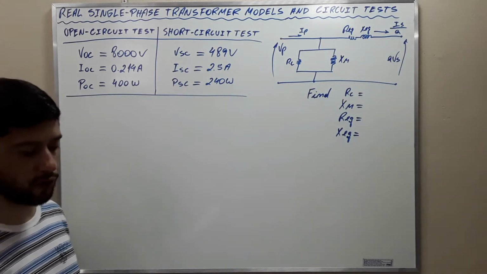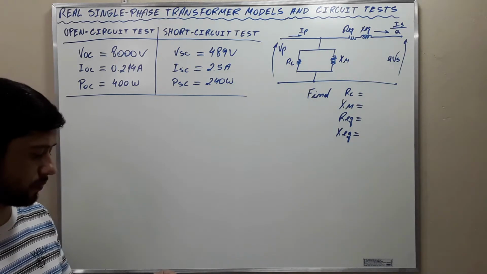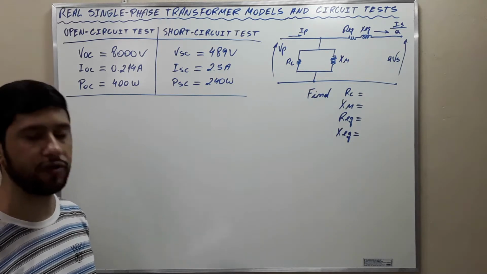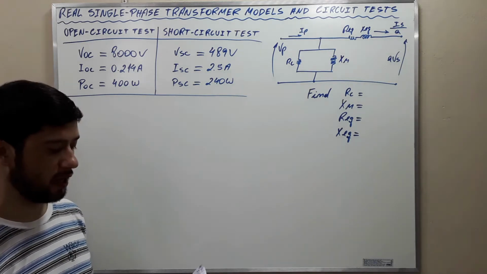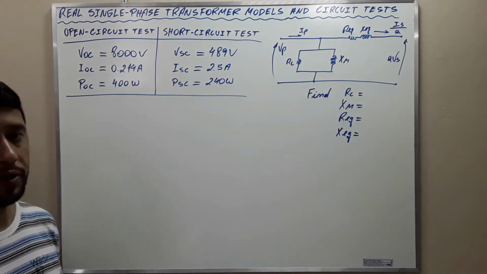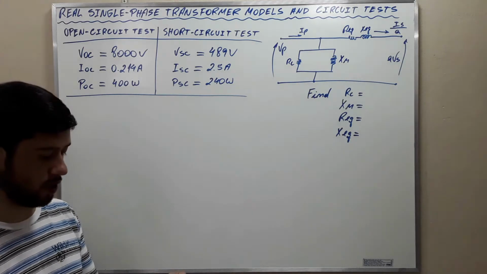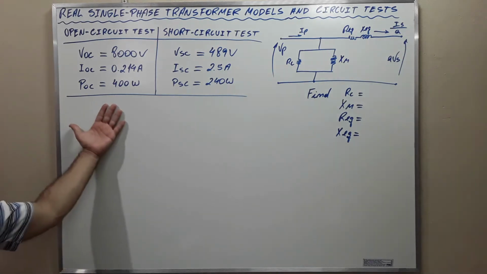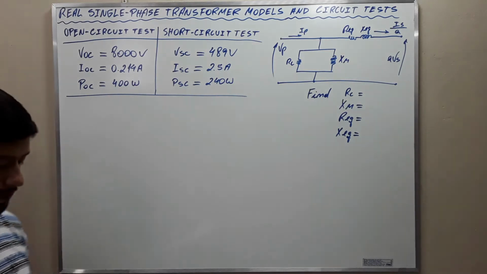Real single-phase transformer models and circuit tests. The exercise. The equivalent circuit impedances of a 20 kVA, 8,240 volts, 60 Hz transformer are to be determined. The open circuit test and the short circuit test were performed on the primary side, and the following data were taken. Data for the open circuit test and data for the short circuit test.